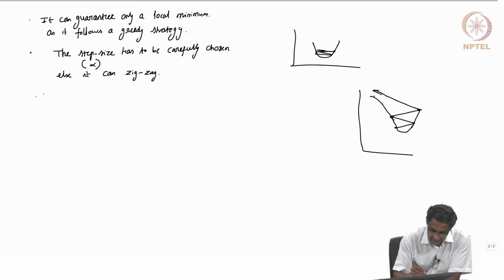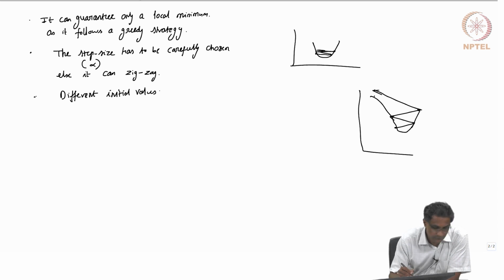The other thing is, different initial values can lead to different local minima.